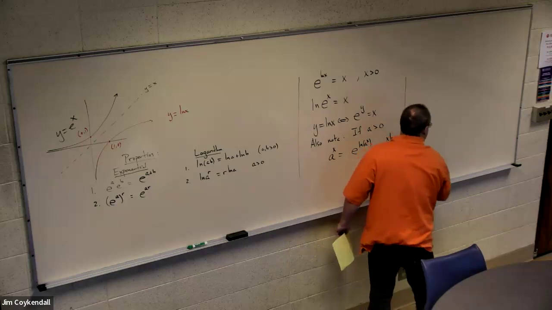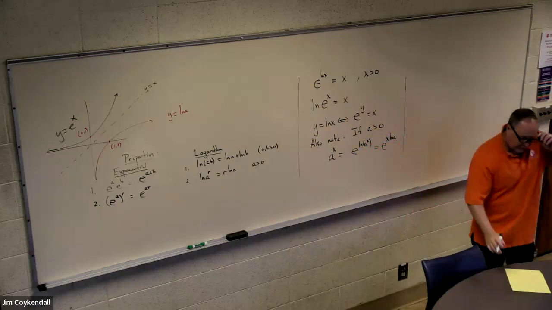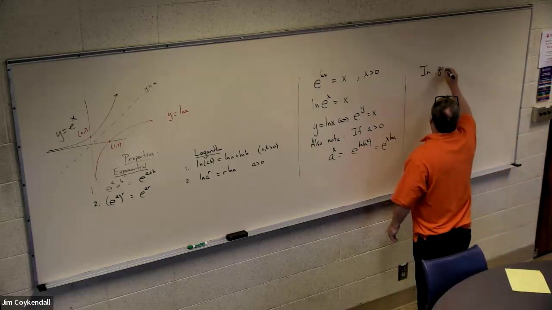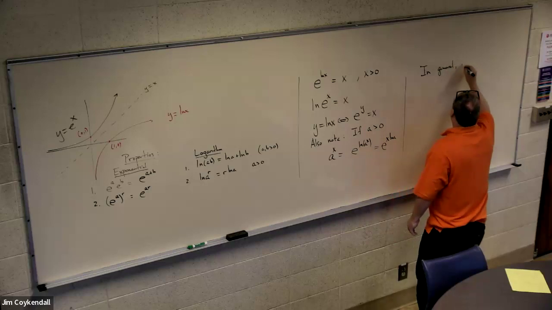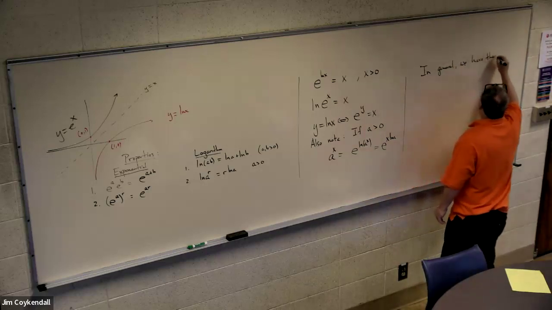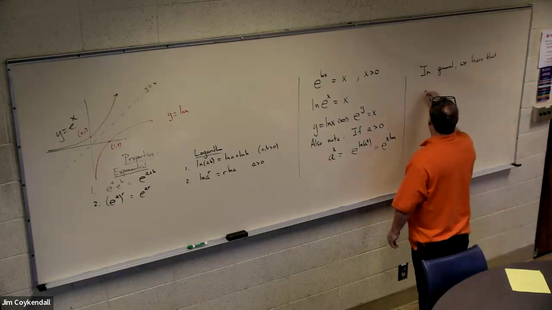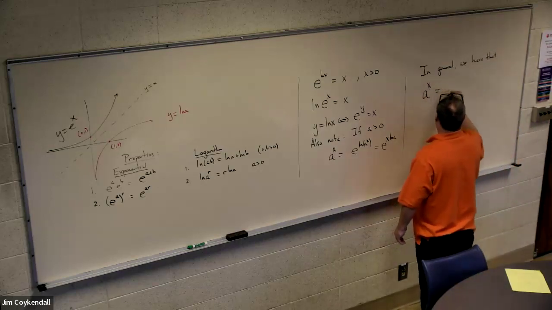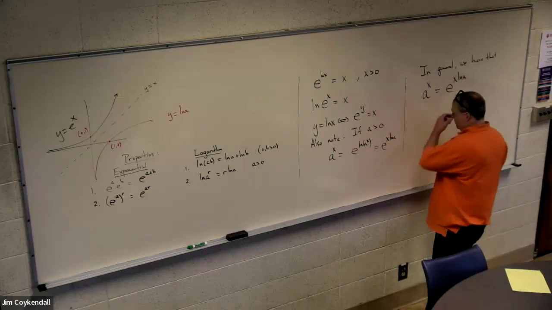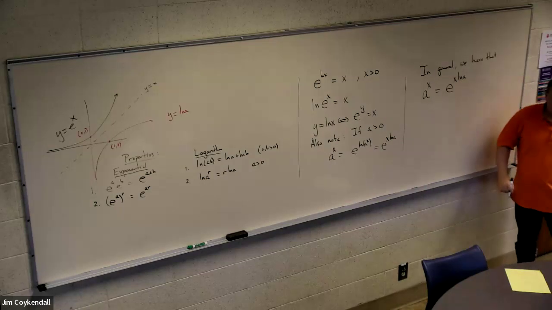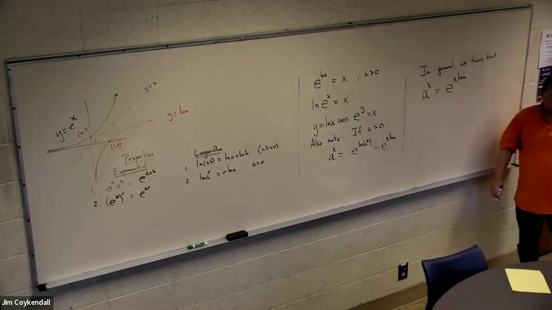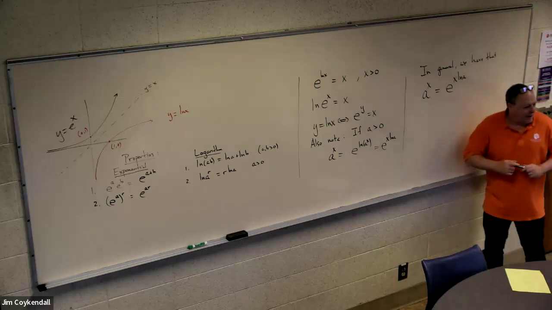So there's an important observation here. a to the x is e to the x times the natural log of a. So what does this mean? Why do I care?